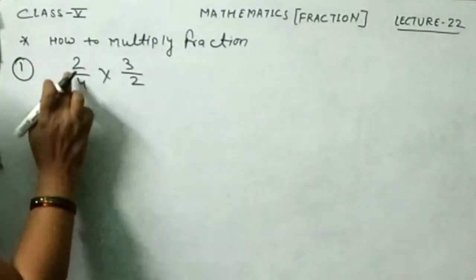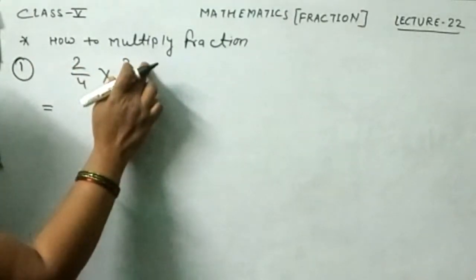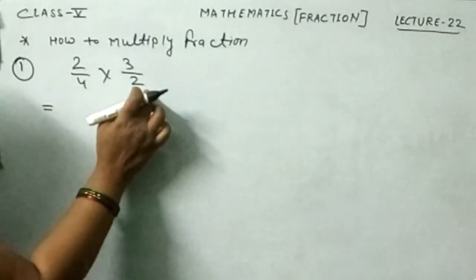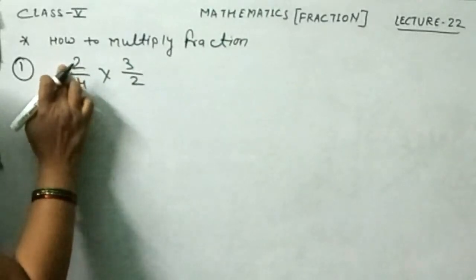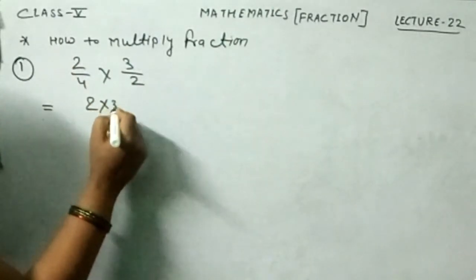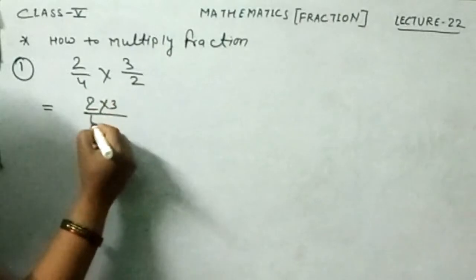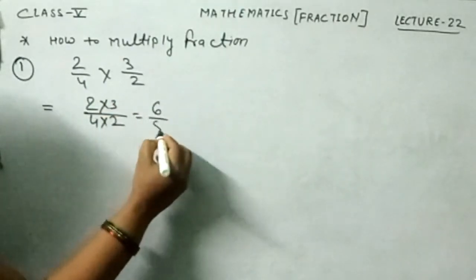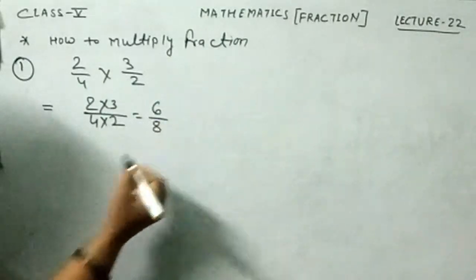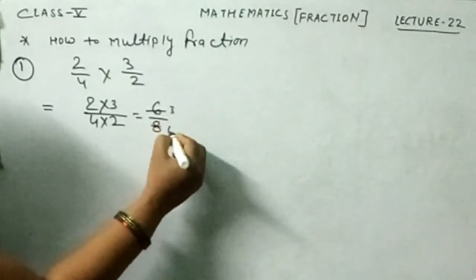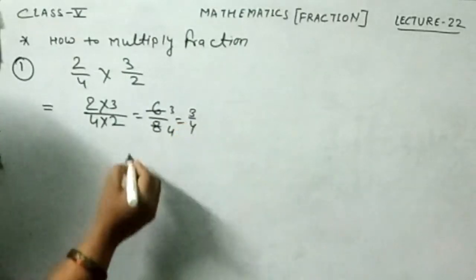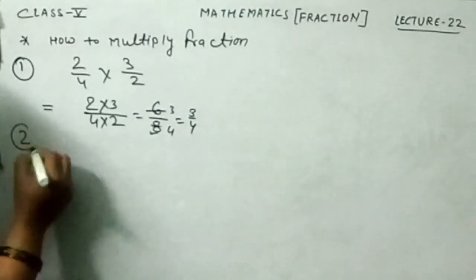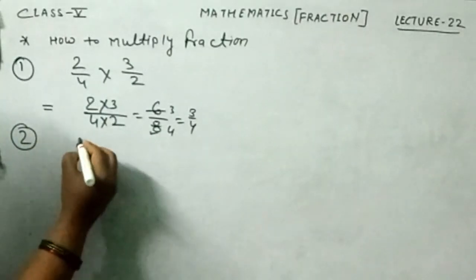So always remember, the upper number is multiplied with the upper number, and the lower number you have to multiply with the lower number. Means 2 multiply 3, and down you have to multiply 4 multiply 2, and that is 2 3s are 6 and 4 2s are 8. You can reduce this number and write 3 by 4, or you write 6 by 8. Same way, another question I am taking from your book.